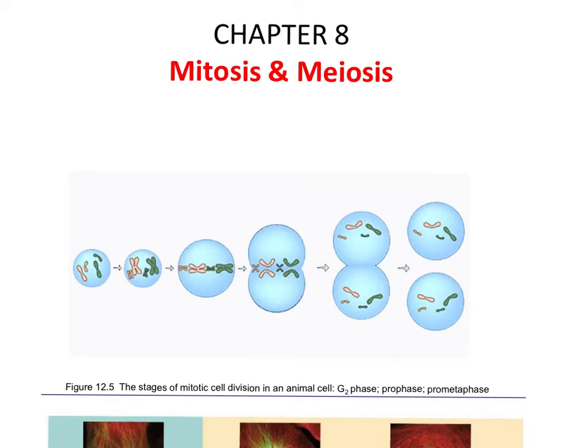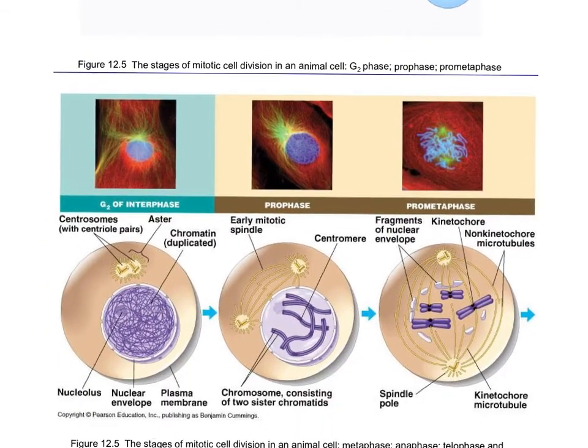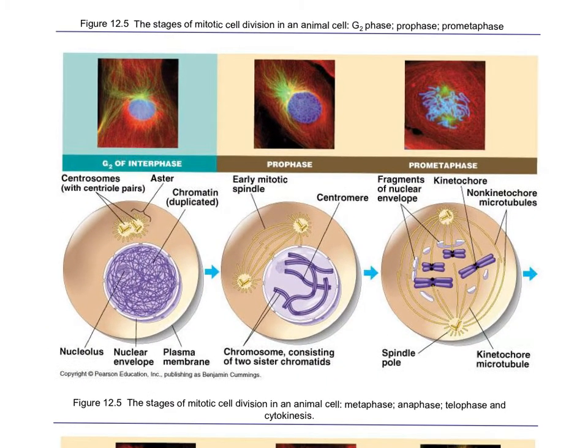This video is Chapter 8 Notes, Part 2, all about checkpoints. In Part 1, we went through the stages of mitosis. To remind you, the purpose of mitosis is to replace cells. So always cells are constantly dying and getting replaced in an organism.